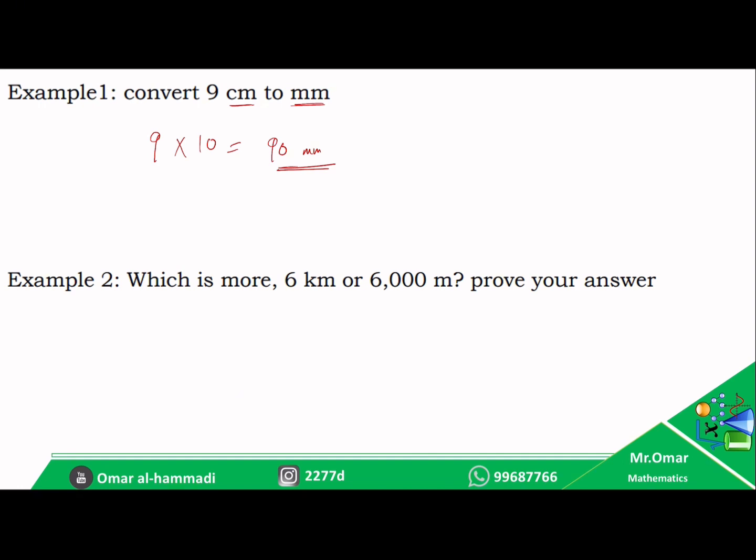Which is more, 6 kilometer or 6,000 meter? Prove your answer. So first of all, we have to convert one of them. We will use the same metric for one of them. We want to use one unit that is common between them. Convert the meter to kilometer. So from 6,000 meter, we have to divide it by 1,000. It will give us 6 kilometer. So here 6 kilometer and here 6 kilometer. So which is more? They are the same.